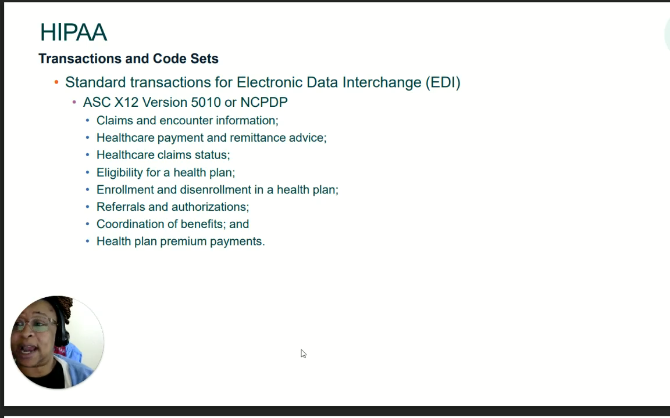Transactions. These standard transactions are called electronic data interchange, which you'll hear very frequently called EDI. These EDI transactions include claims and encounter information, healthcare payments and remittance, healthcare claim status, eligibility for health plans, enrollment and disenrollment in the health plans, referrals and authorizations, coordination of benefits, and lastly, health plan premium payments.